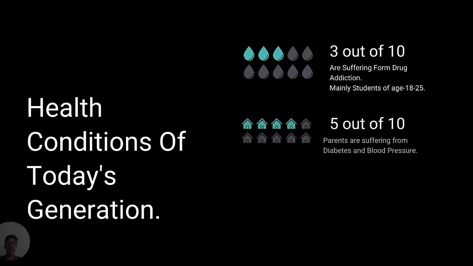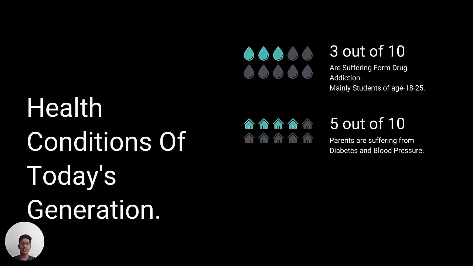The next slide is about healthcare conditions of today's generation. We find that through the data analytic approach, 3 out of 10 members suffer from direct addiction, mainly students at the age of 18 to 25. And also 5 out of 10 parents are suffering from diabetes and blood pressure. And not only parents, nowadays students aged 18 to 25 are also getting diabetes, due to the lack of exercise.